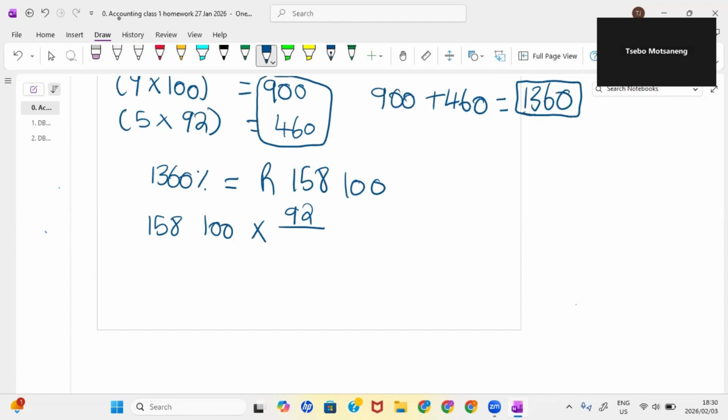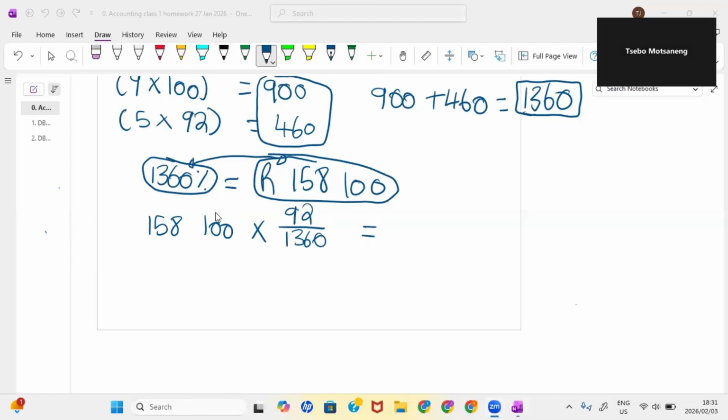Over what I have. Remember, these two literally tell us the same thing. It's just that this one is in the form of a percentage and this one is in the form of a rent amount. Both tell us this is the rent income we received for the 14 months. So what I have is the 1360. Please punch this in your calculator and write in the chat what this gives you.